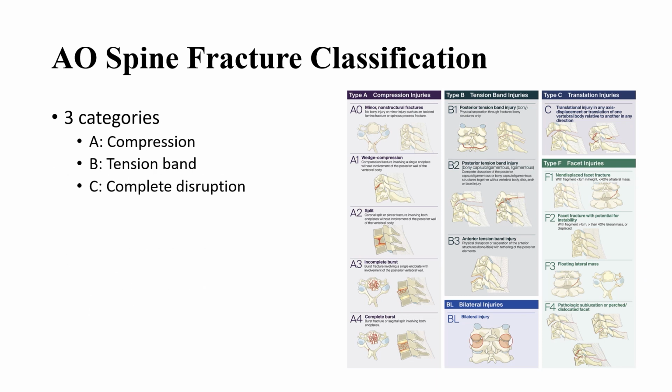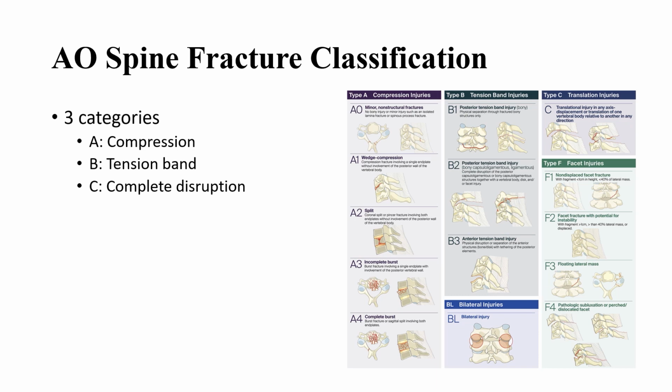The AO Spine Fracture Classification. The AO Spine Association has a standardized classification system to allow for consistent reporting of fracture types. A standardized system aids clinicians in conveying information and in research endeavors by creating a common, shared, easy-to-use nomenclature.